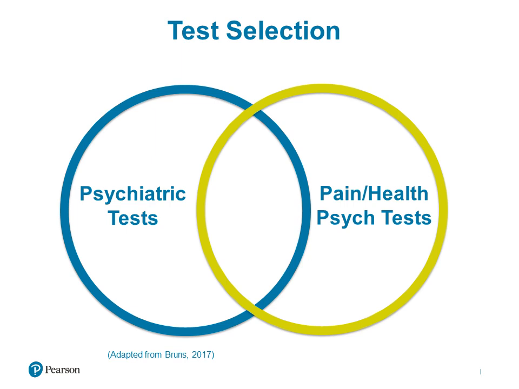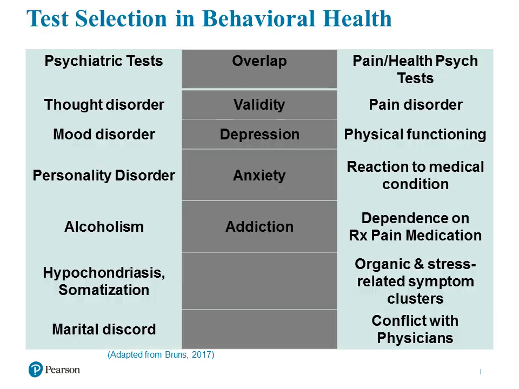Okay. When thinking about test selection, I want to point out that there is some overlap between things we would consider psychiatric tests and those that we would consider health psych tests, or those that are specifically to assess pain. And you can see here those areas of overlap. So psychiatric tests might assess for thought disorders, where pain or health psych tests assess for pain disorders. Psychiatric tests assess for mood disorders, pain or health psych tests assess for physical functioning, etc. So you see the differences.